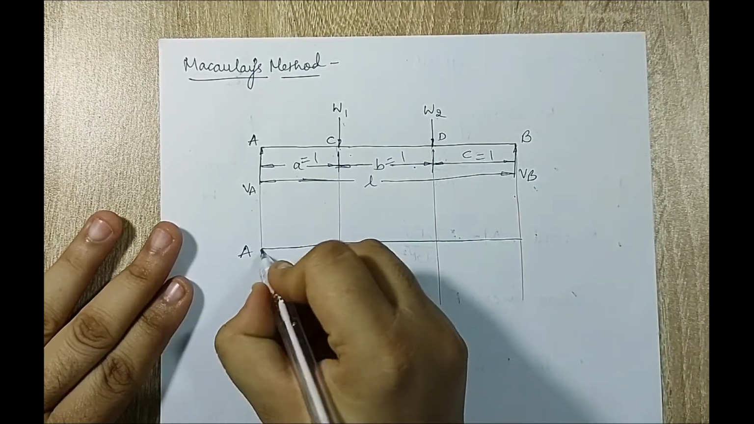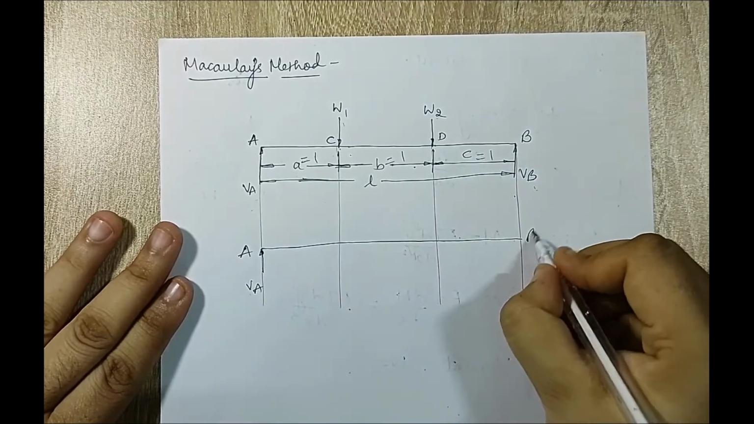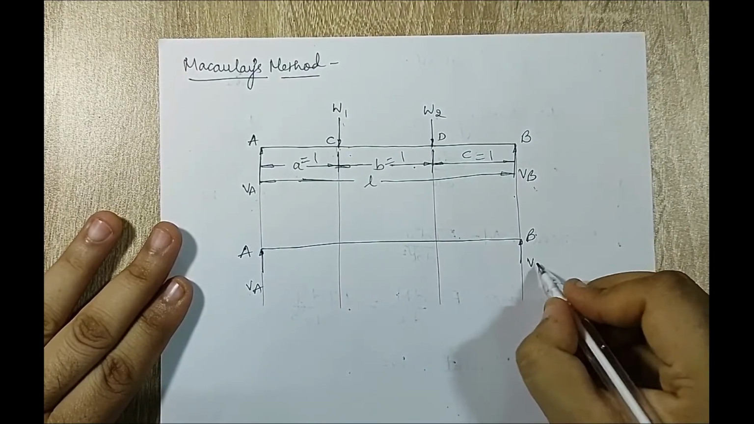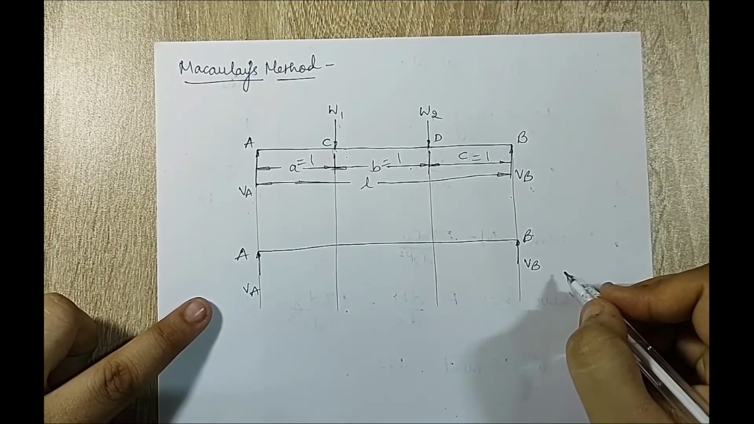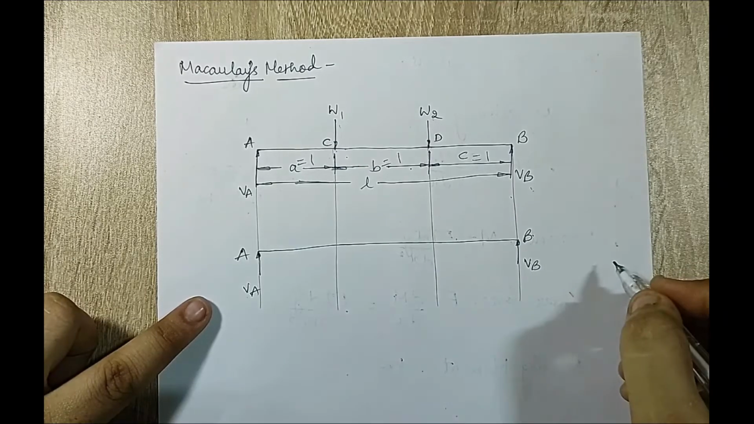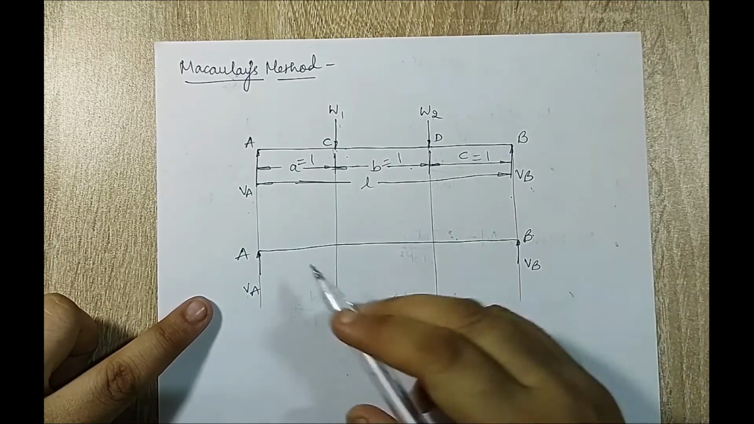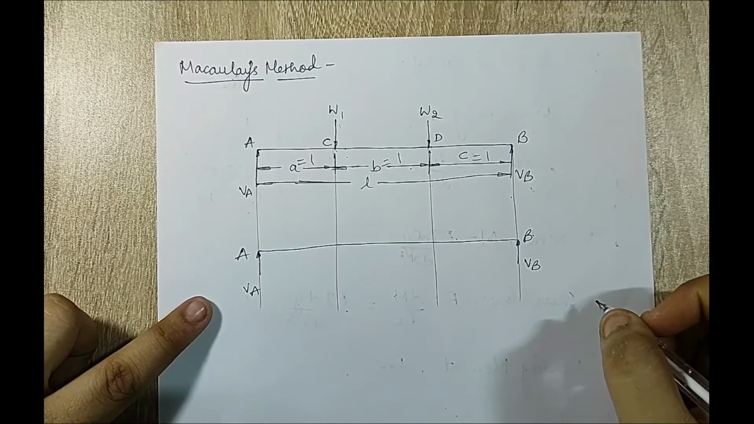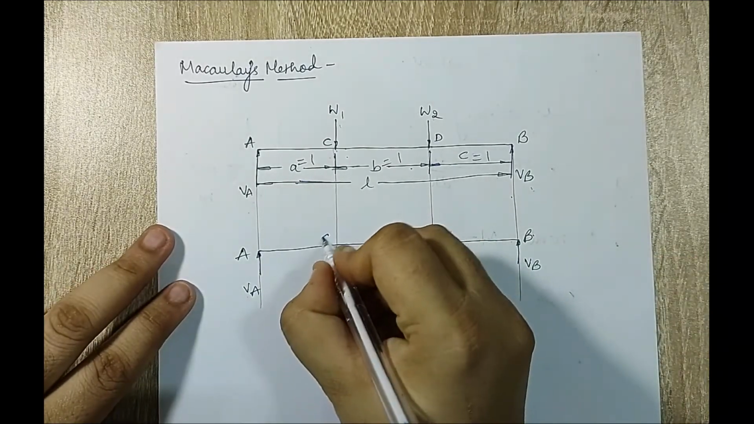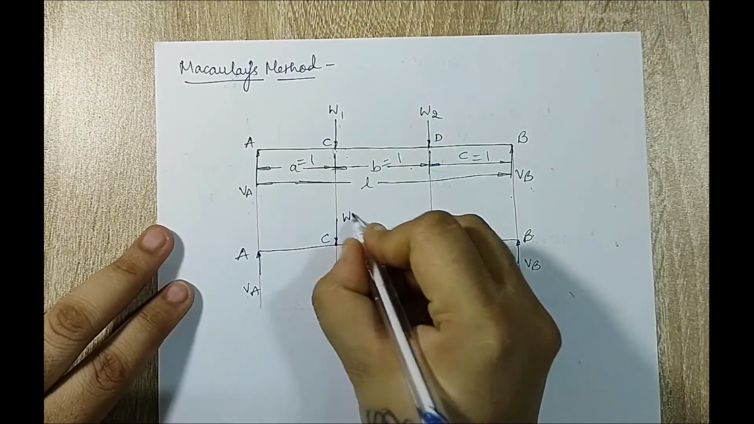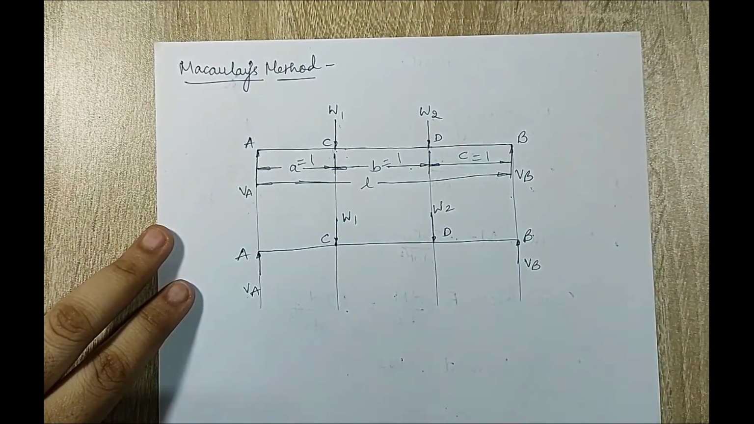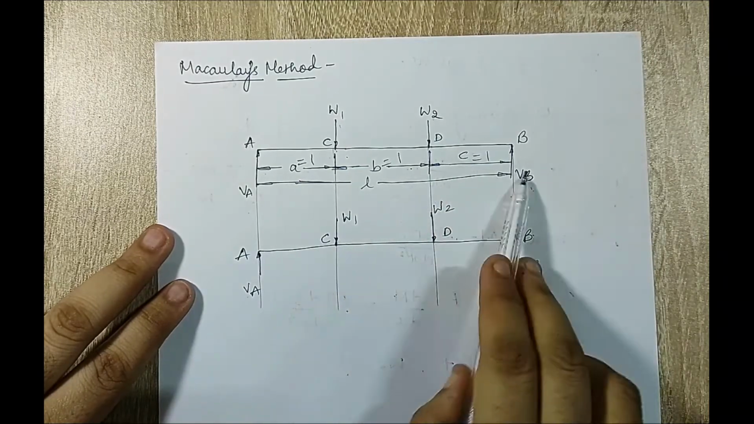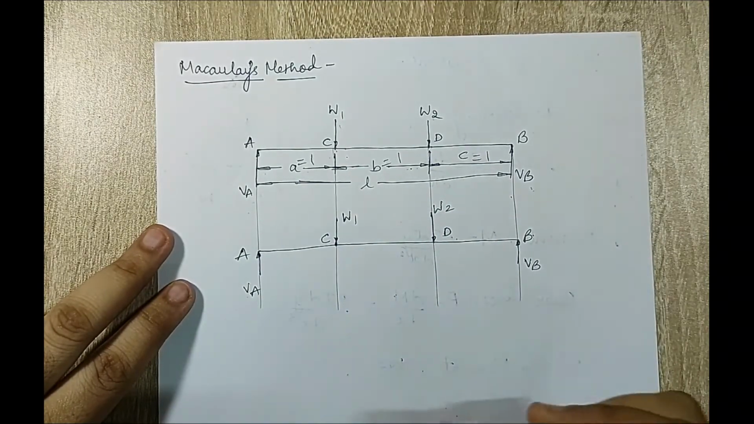This is point A. The reaction here is VA. At point B, the reaction is VB. Now the value of VA and VB can be calculated by using equilibrium equations. Summation of force in y direction is 0 and summation of moment about any point on the beam is 0. At point C there is a load W1. At point D there is a load W2. Now this distance is 1, 1 and 1. That is what I have assumed. It could be any other value.